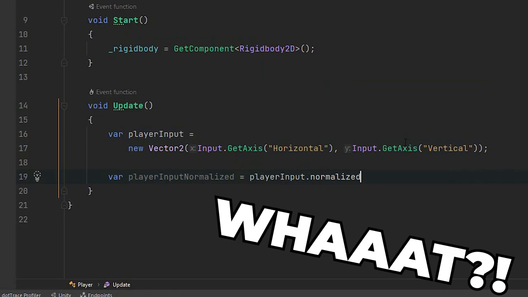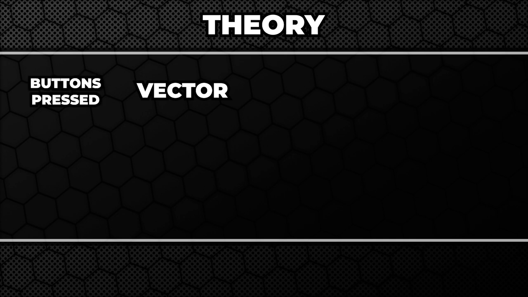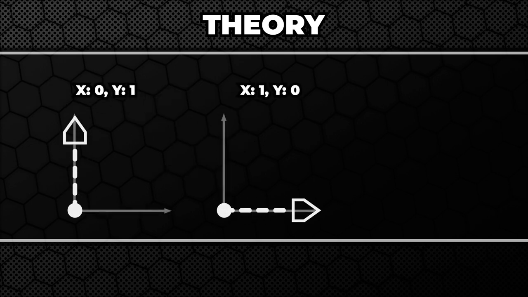Wait, what? Theory time! We have our input vector. Of course, it contains information about what buttons have been pressed. So if the player presses the up key, we assign 1 to the Y axis. For the right arrow key, we assign 1 to the X axis. Let's draw it out. Awesome. But what happens if the player presses up and right at the same time?